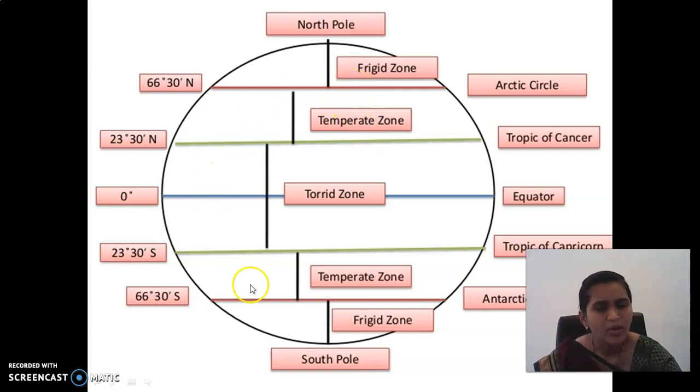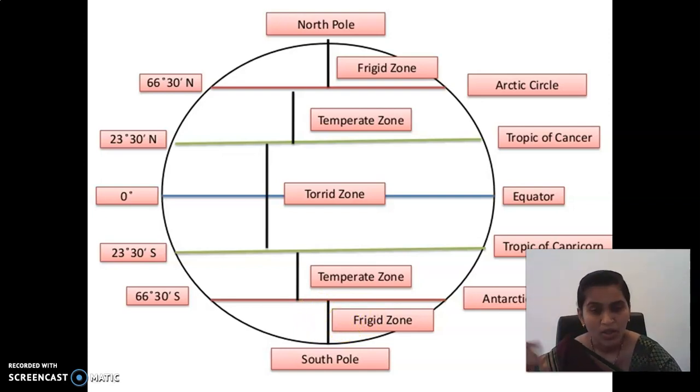Same way, south side also, from the Tropic of Capricorn to the Antarctic Circle, we'll call this the temperate zone. The temperate zone will not be so hot like the torrid zone. And the same way, if we move further up, we can see the frigid zone. Same way, in the southernmost part also we can see the frigid zone. In this zone it will be very cool, very chilled.